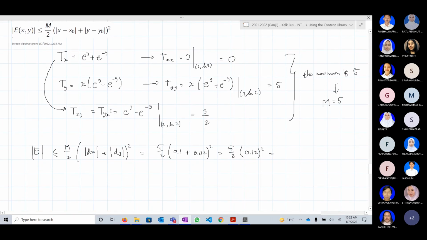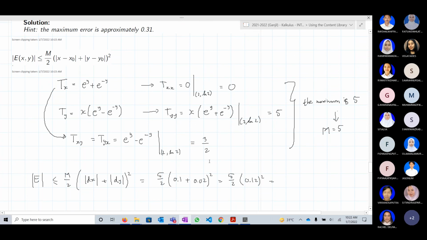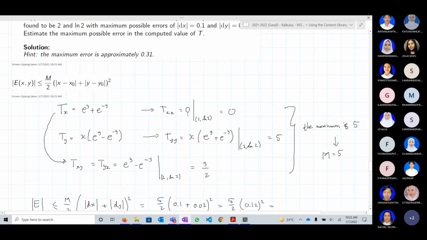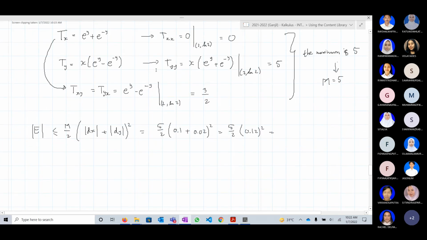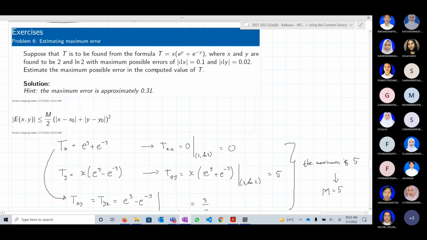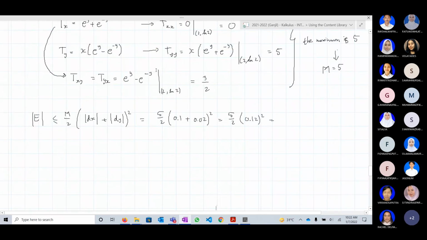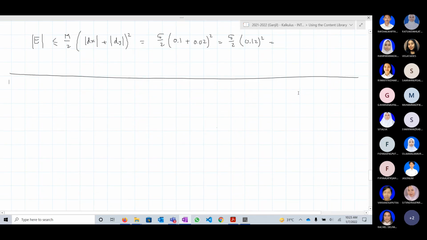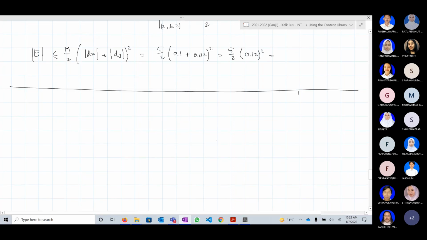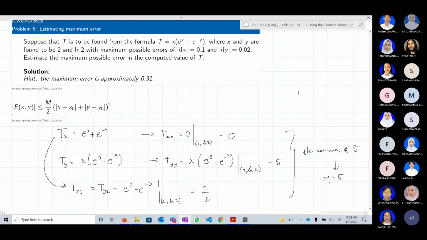Well, I think I made a mistake somewhere, because the value in this case is not the same as 0.31. I forgot where I put that, so let me put it on hold. Yeah, this is my homework for you. Okay, any question? Basically, the idea is like this. Yeah, the idea is like this.